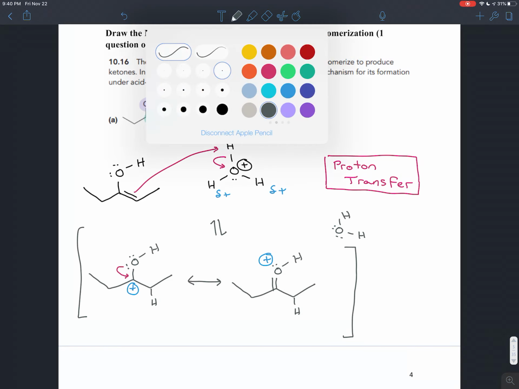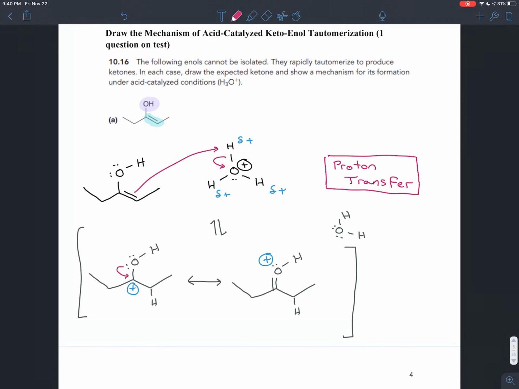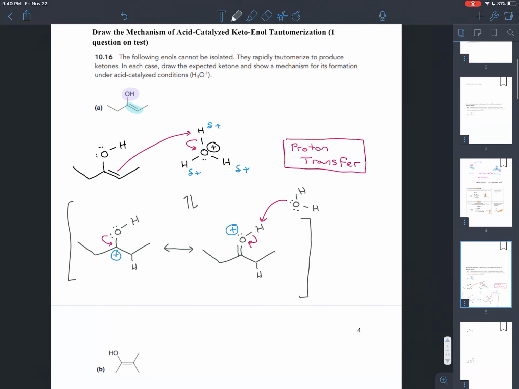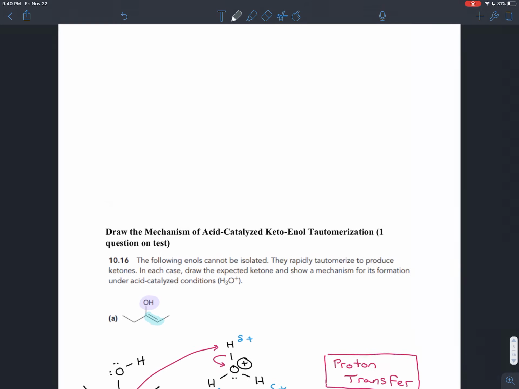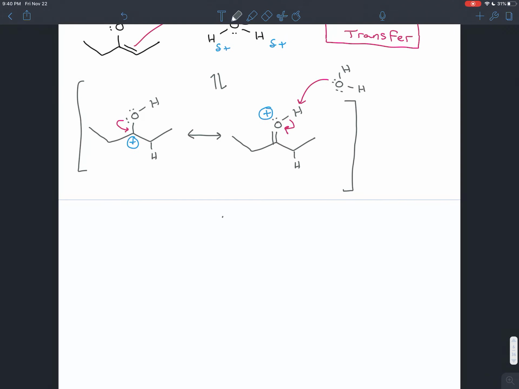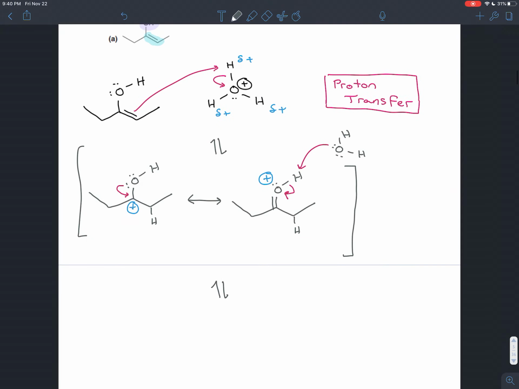That water can now serve as a base. The slightly negative oxygen can steal the slightly positive hydrogen attached to that oxygen, and the electrons snap back onto the oxygen to stabilize the positive charge. And notice that this is a second proton transfer. We're moving an H+ from one molecule to another. So that's a second proton transfer.